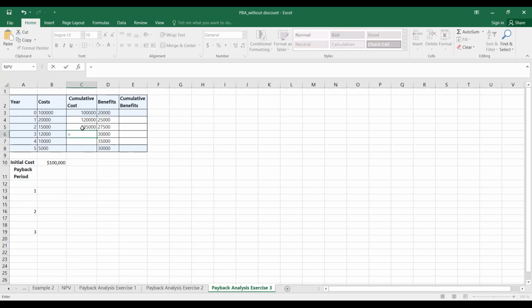Next up is to find the cumulative cost for year 3, the total cost of year 2 plus the cost of year 3, that is $147,000. Next up is the total cost of year 3 plus the cost of year 4, $157,000. Finally, to find out the cumulative cost for year 5, it is the total cost of year 4 plus the cost that is incurred for year 5, $162,000. And I would indent this to centered at the moment.